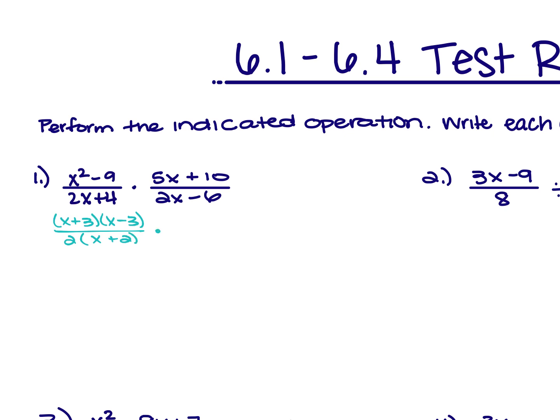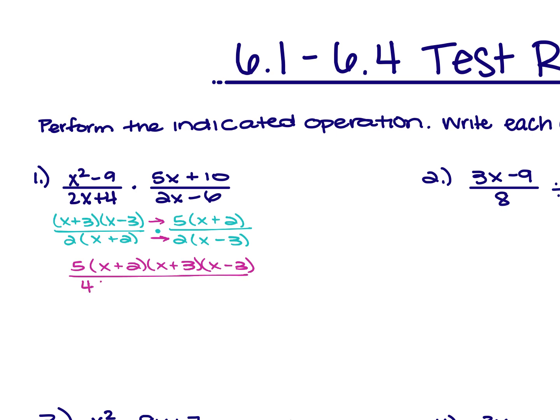You multiply this with the 5x plus 10, which you can factor out of 5, to be 5 times x plus 2, over 2x minus 6, which you can factor out of 2. So that's 2 times x minus 3. If you multiply this straight across and then simplify, it's going to give you 5 times x plus 2 times x plus 3 times x minus 3, all over 4 times x plus 2 times x minus 3.